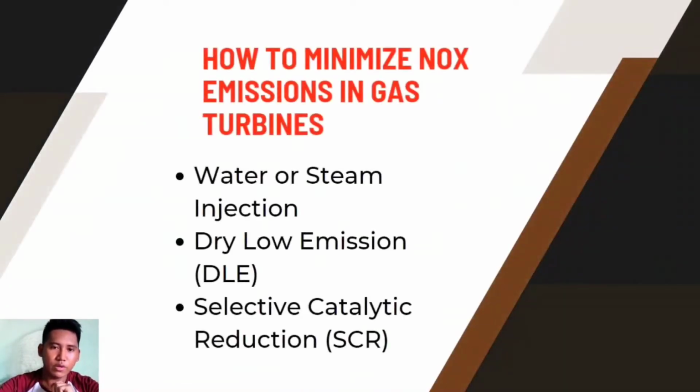How to minimize NOx emission in gas turbines? First is the water or steam injection. Second is dry low emission or DLE. Third is selective catalytic reduction or SCR.